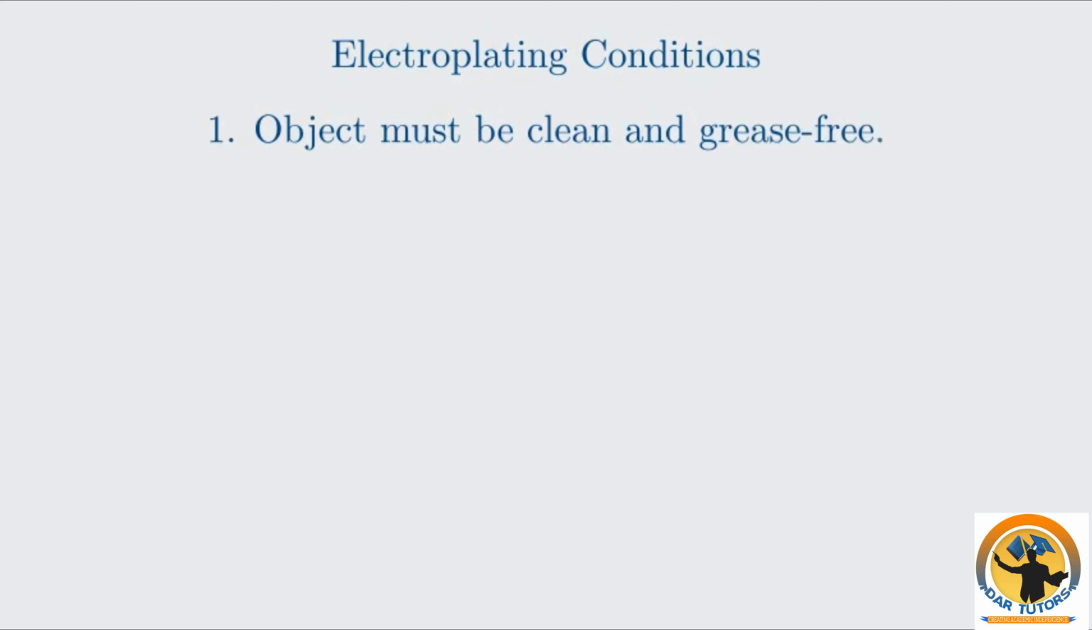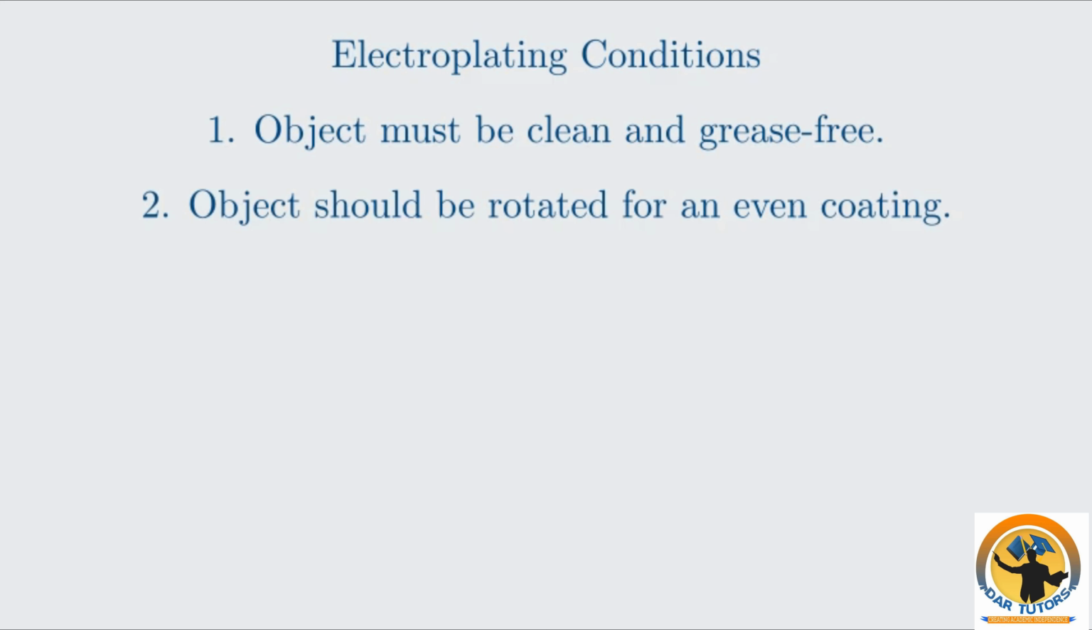There are some key considerations for successful electroplating. First, the object to be plated must be perfectly clean and free of grease. This ensures the deposited metal adheres properly. Think of it like painting. You need a clean surface. Second, to get an even coating, the object should be rotated during the process. This ensures that the concentration of metal ions near the surface remains consistent, leading to a uniform deposition.